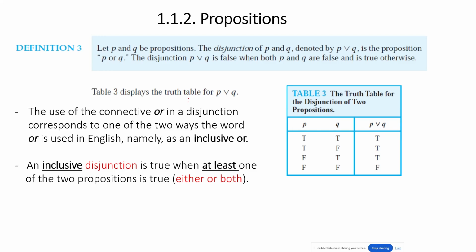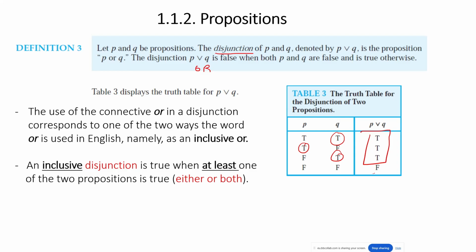We said conjunction is the and. There's something called a disjunction. You just need to be familiar with these names. Disjunction is the or. You've seen the or before. So or is going to be true if one of them is true.